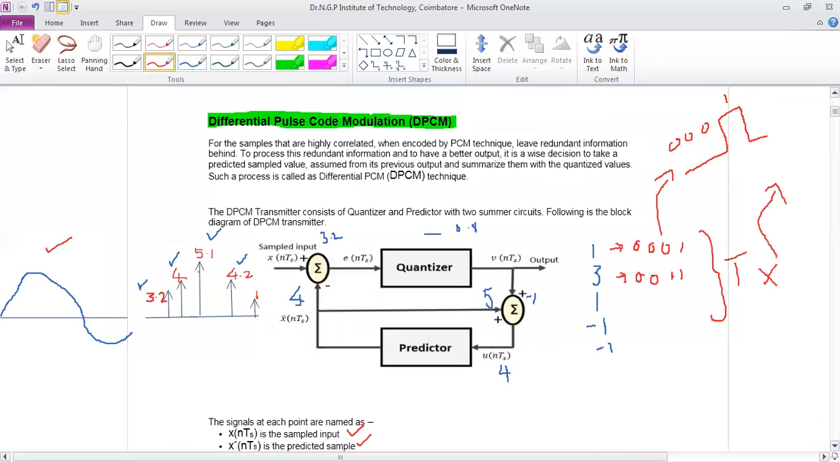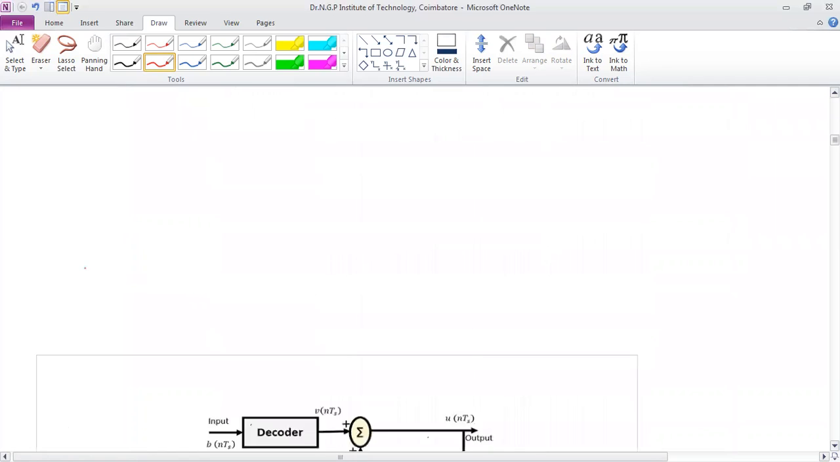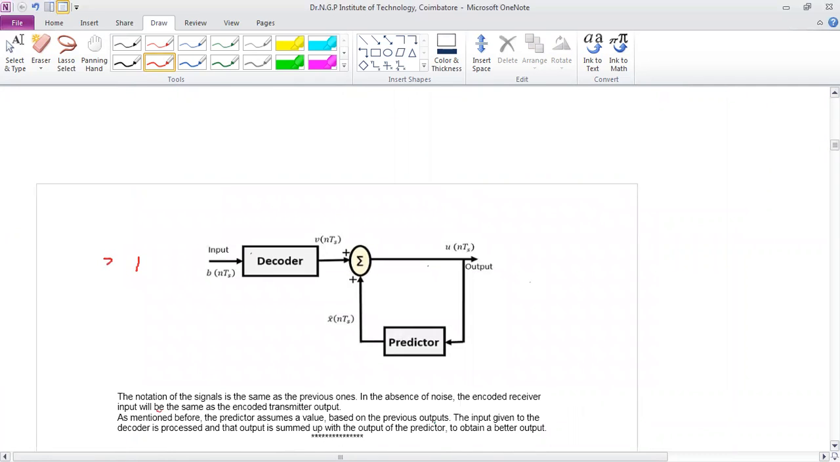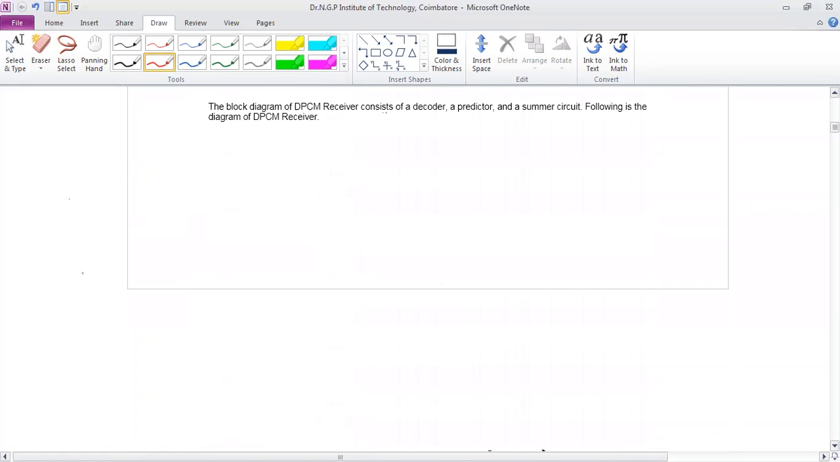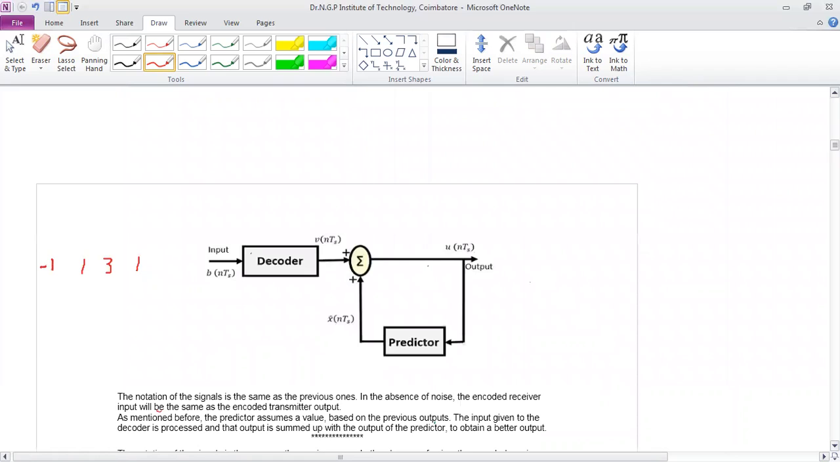What are all the values we have? The first one is 1, then we have 3, and again 1. Next there will be two negative ones, minus 1, minus 1. This is the sequence. So first the bit 1 is applied as an input. The decoder will convert the corresponding waveform into the data. So now consider the input to the summer is 1. There is no previous output.